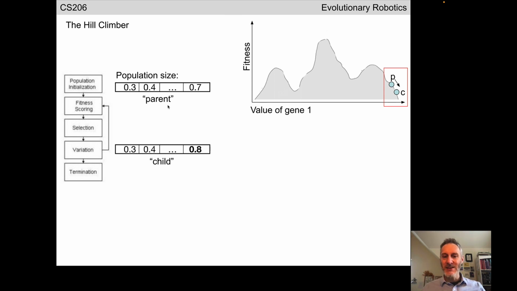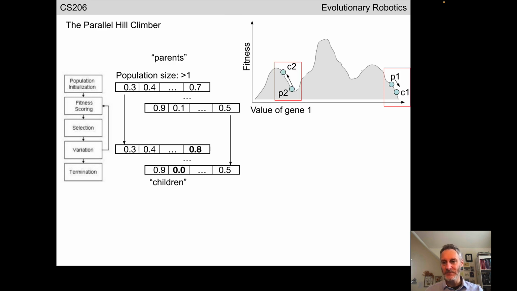In this case, imagine that this new child lands here. The child is actually better than the parent. You've taken a step in the right direction. The child is now higher, has a higher fitness than the parent. What do you imagine happens in the case of the hill climber at this point? The hill climber deletes the parent, and this new child becomes the new parent. That's why this is called the hill climber. It randomly moves up the hill that it originally finds itself on.